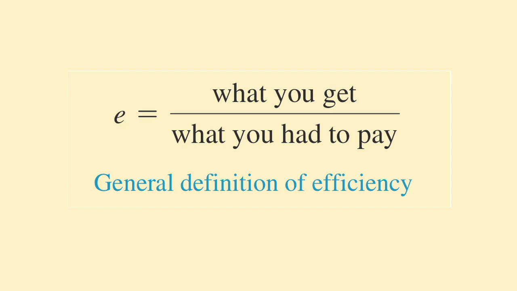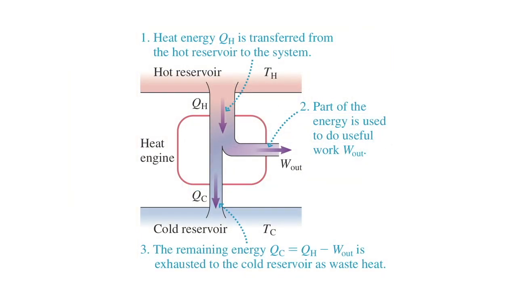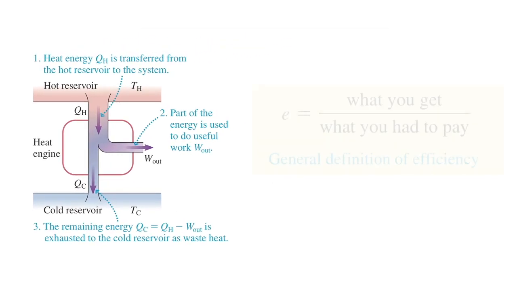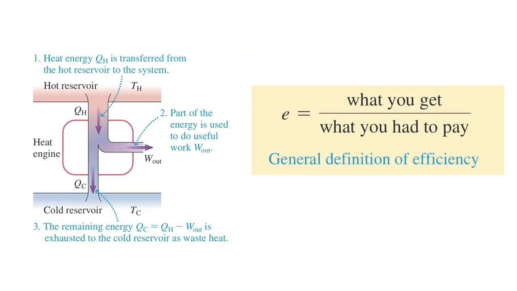Now, let's look at a diagram of a heat engine. You can see that heat flows from the hot reservoir to the cold reservoir, but some of it is peeled off and used to do useful work. Now, think about this. How would we define the efficiency of the heat engine? We'll give you some choices.